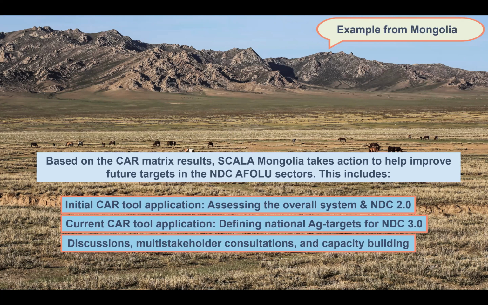And currently, we are also using the CAR tool results and reflecting them into the NDC 3.0, which is currently being drafted and developed by the Mongolian government, especially in developing the national agricultural targets and updating them. And lastly, we also conducted multi-stakeholder discussions, consultations, dialogues, and also capacity building, which they need to reflect these CAR matrix results into their daily work. Next slide, please.